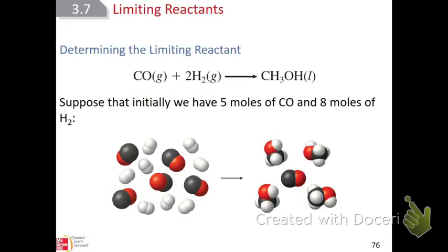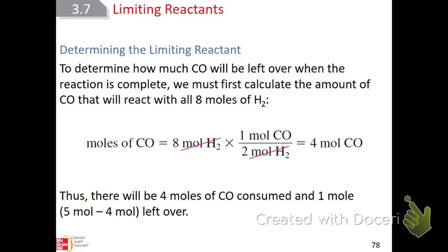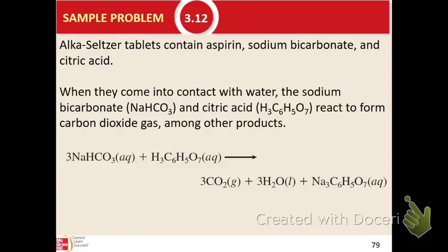Let's just work through a sample problem and let's see how this goes. It says sodium bicarbonate, that's baking soda, and citric acid react to form carbon dioxide and other stuff. And this is the balanced chemical equation that goes with it. Here's your baking soda, 3 moles of baking soda, and 1 mole of citric acid. They react to form carbon dioxide, water, and then this other product right here. Okay?